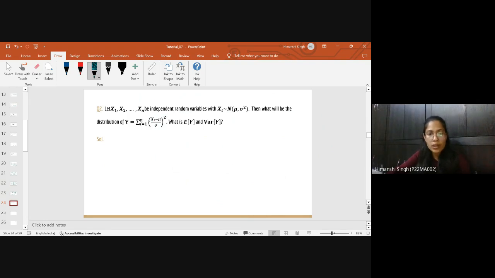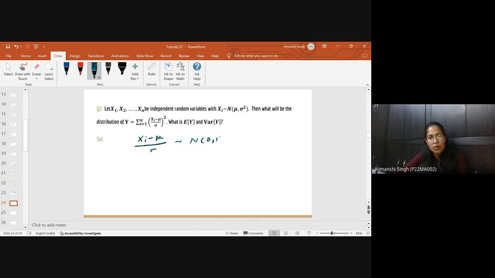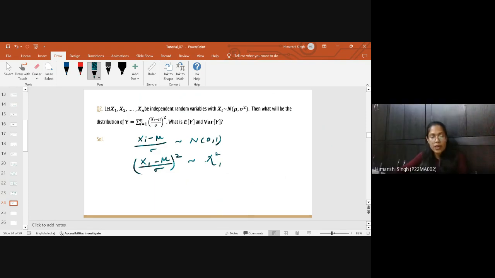So if I cut it short, what will be the distribution of (xi minus mu) by sigma, where xi is following normal mu comma sigma square? It is standard normal, so it will be normal 0, 1. Now if I consider ((xi minus mu) by sigma) whole square, it will be chi-square with 1 degree of freedom.